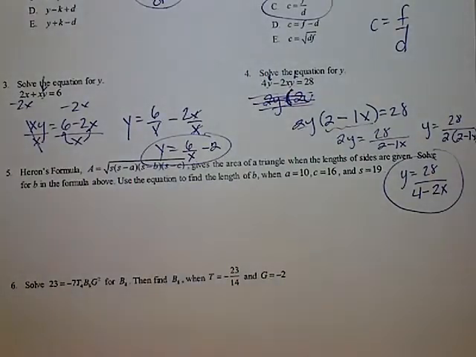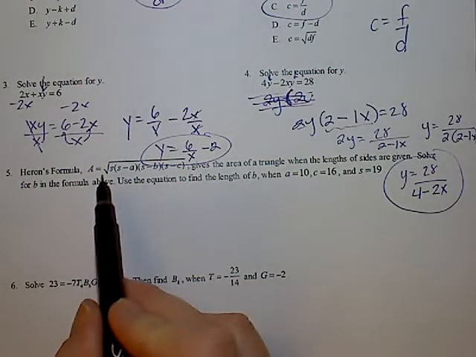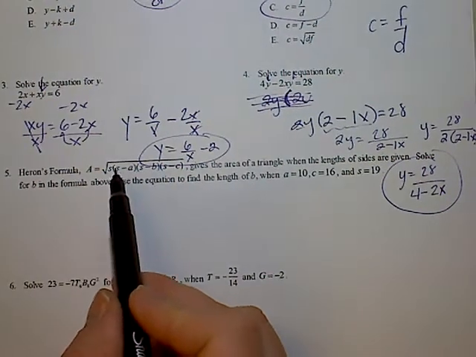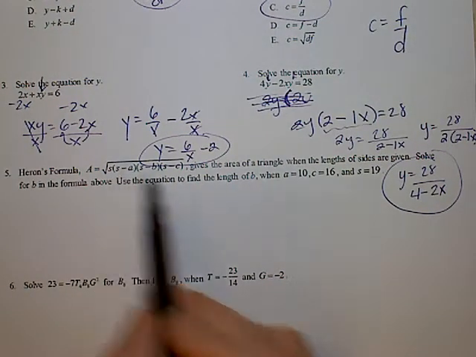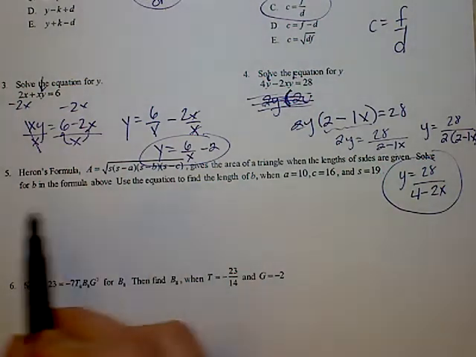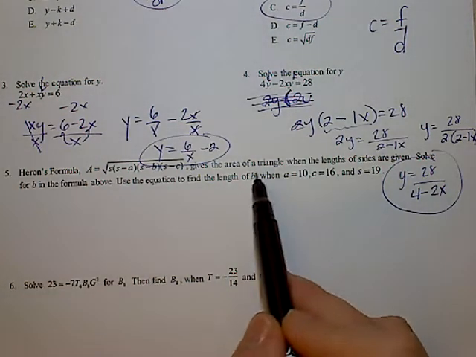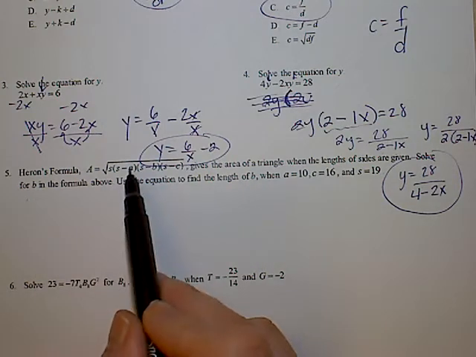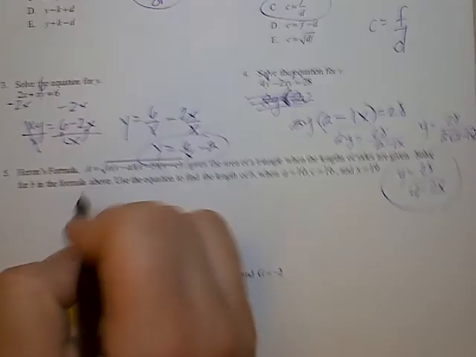Okay, coming to number 5. Heron's formula, which we've worked with now for a while. Remember, this gives us the area of a non-right triangle. And we're given the different lengths for a, b, and c. Solve for b in the formula above. Okay, we're going to solve for b.